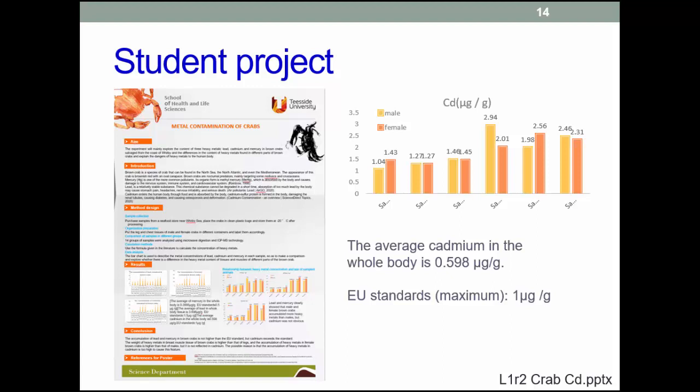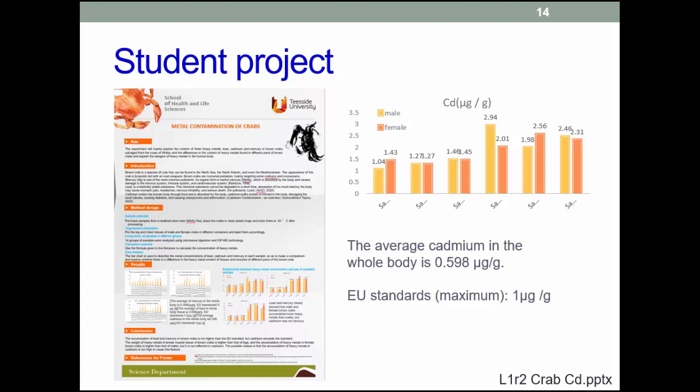Okay, so here's a student project that was done last year looking at metal contamination of crabs. And they found a particular amount, about 0.6 micrograms. Little squiggle next to 5.98 is micro, meaning millionths of a gram. So it's not much, but as we'll notice, the EU standard for the maximum is only about 1 microgram, so it's not that much higher.